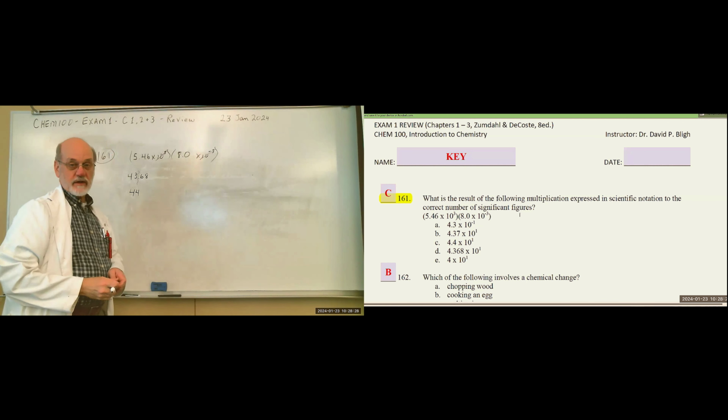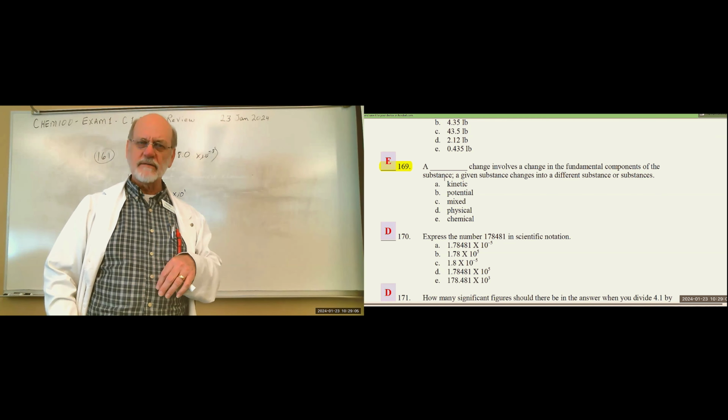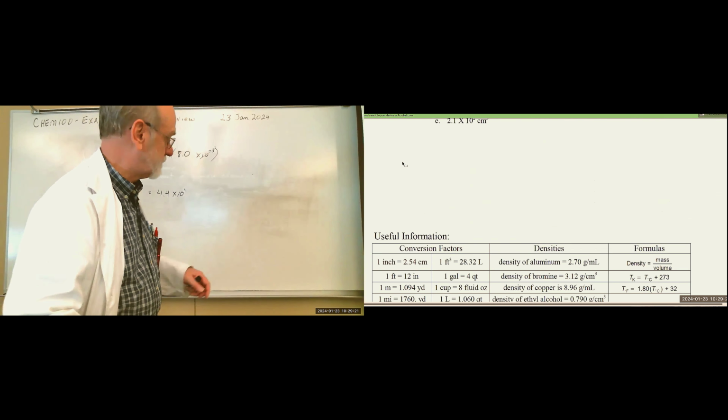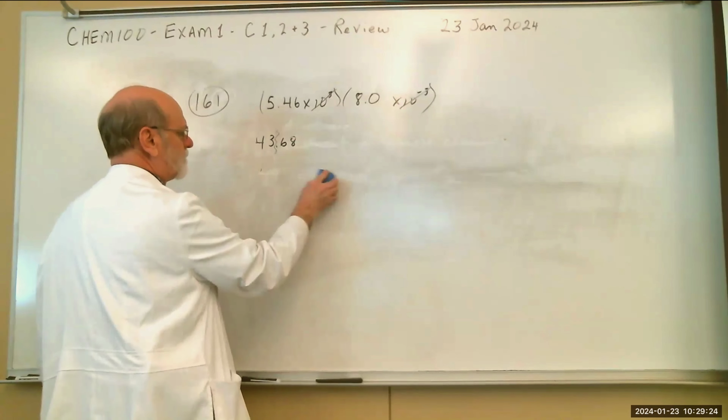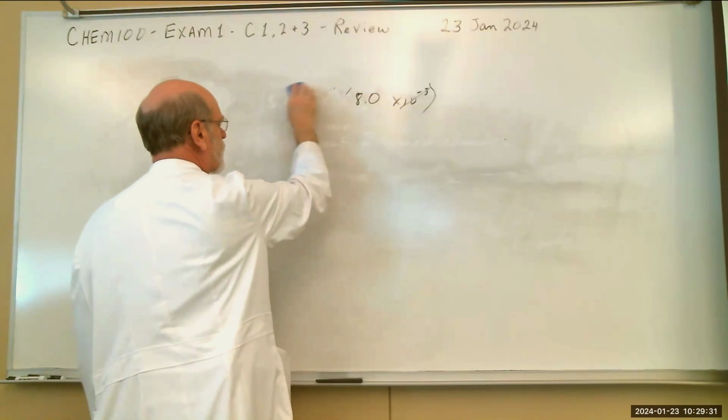All right, 169. A blank change involves a change in the fundamental components of the substance. A given substance changes into a different substance or substances. The only two possibilities that we've studied so far are a chemical change or a physical change. So if it changes into a new substance, it's a chemical change. The identity has changed. That's chemical. That's all the ones I had marked. If there are any others that you think of, we can go over them.